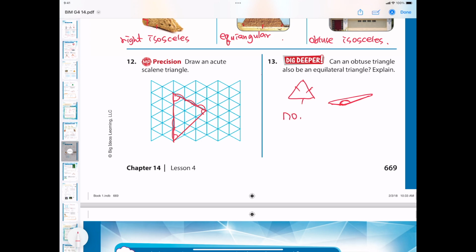Because an equilateral triangle has what? Each angle has the same measure. Okay, it has to be acute. So let's say it has to have all acute angles.